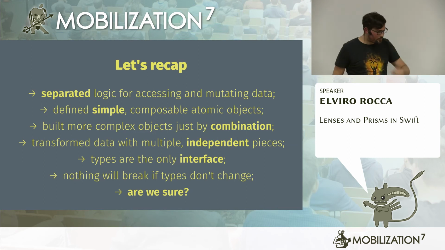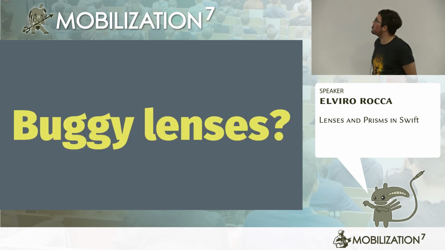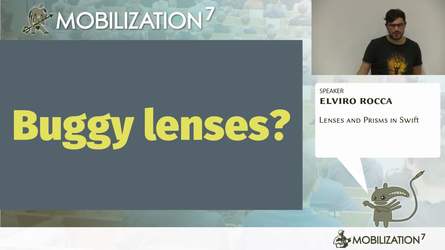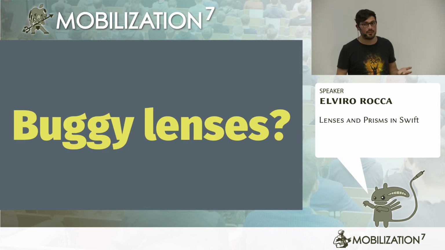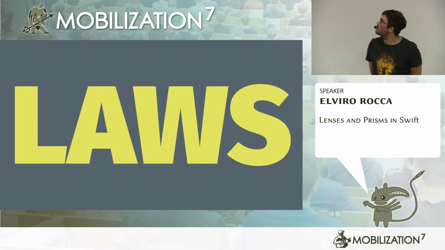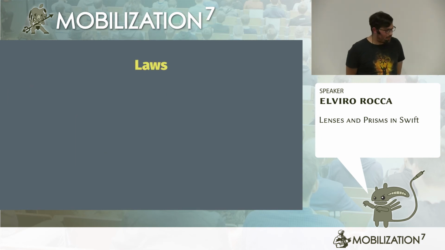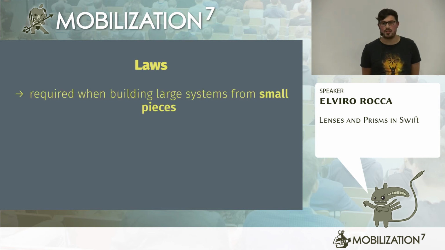Or is it? I mean, is it possible to write buggy lenses? I could make a mistake in my code. As I said before, if I give you a lens, I'm really just giving you a pair of types. I'm just saying, well, this lens is from this type to this other type. Are we sure I can assure you that the lens is going to behave? Well, the answer is laws. I really like this slide. Laws or axioms. Because in software development, we don't frequently talk about laws, but actually they are really important, because every time we want to build large systems from small pieces, we need to trust the pieces. And how do we trust them?